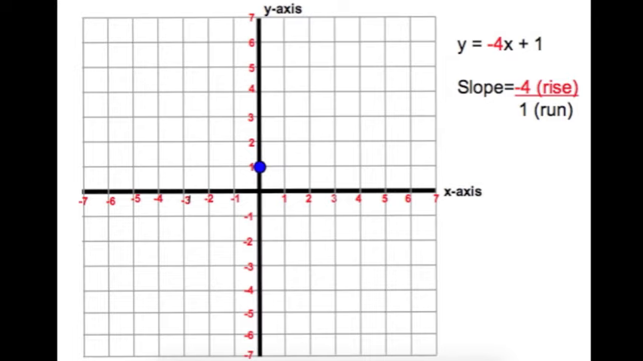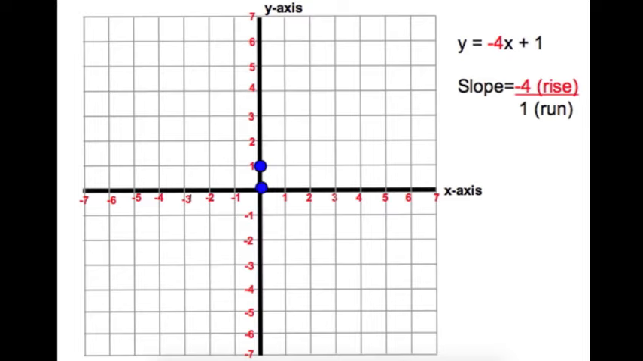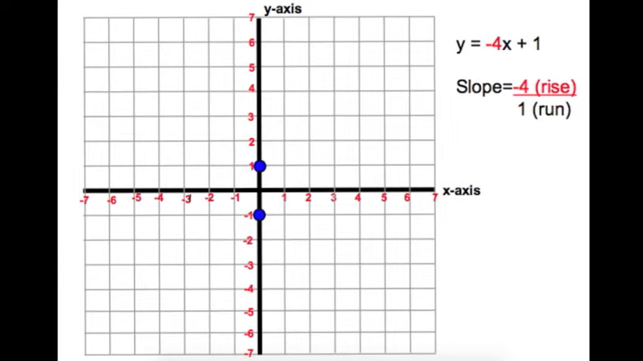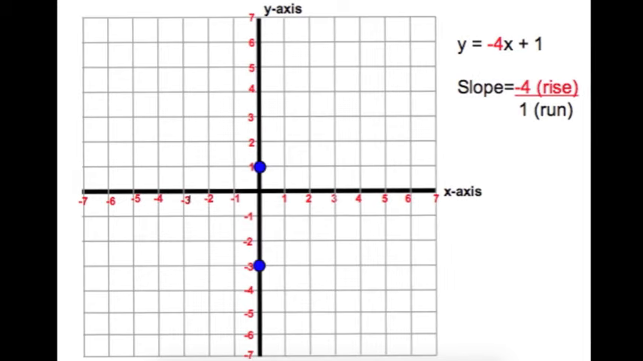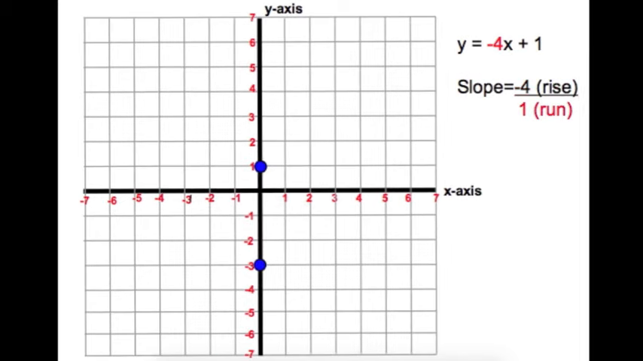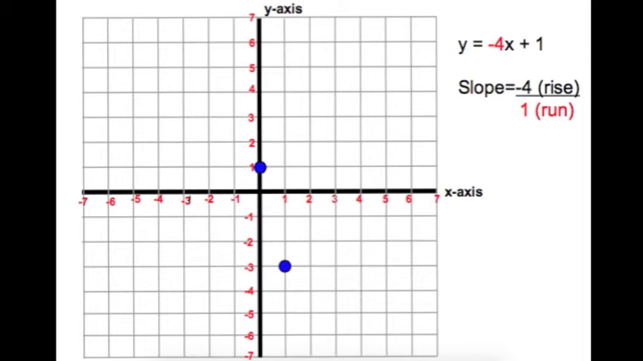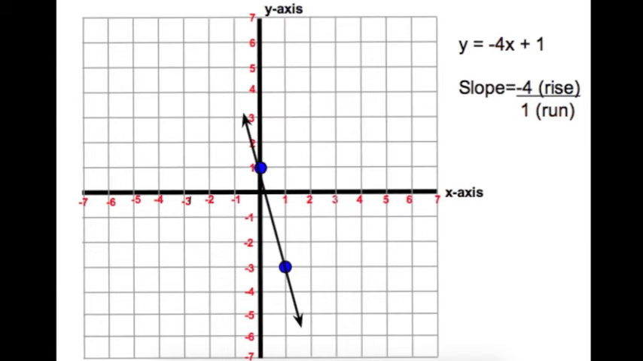As opposed to our last 2 graphs, where the slope was positive, we went up. But this time our rise is negative, so we are actually going to go down 4. Starting at the y-intercept, we go down 1, down 2, down 3, and down 4. Now we will do a run of 1, over 1. Now we have our 2 points, so we can graph the line. This is the graph of y equals negative 4x plus 1. Notice in this example, the slope was negative and our line is decreasing going from left to right.